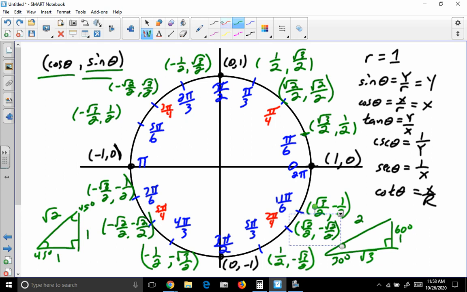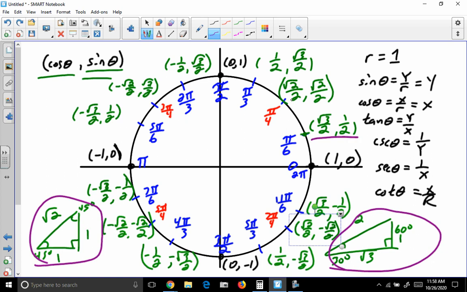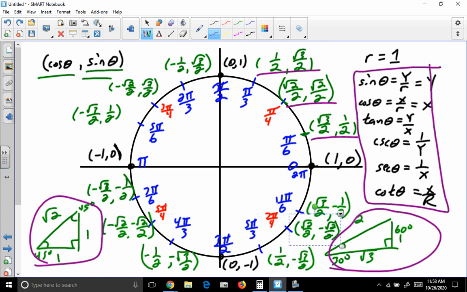So once we use our 30, 60, 90 triangle and 45, 45, 90 triangle to get the points in the first quadrant, all the other ones are just reflections. And then we can use these definitions to get sine, cosine, tangent, secant, cosecant, and cotangent of any direction that's one of our standard angles.